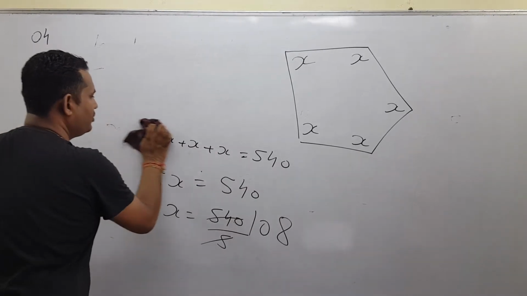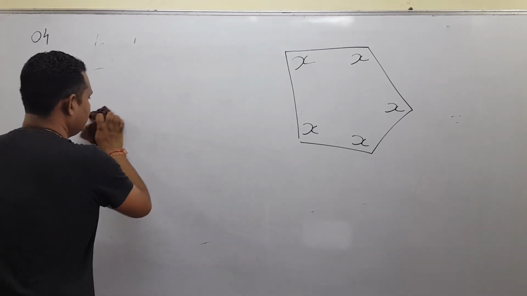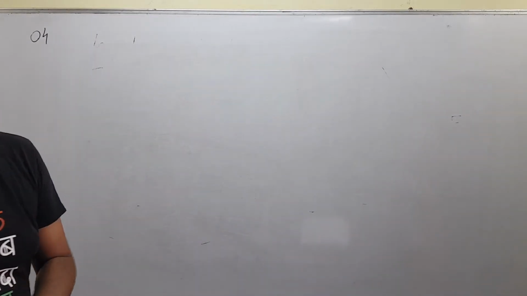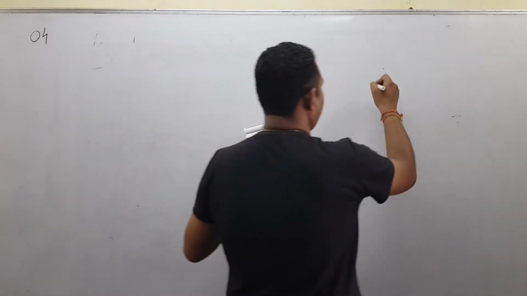Clear? Now come to question number 3. Now see what is question number 3. They have given you one triangle.